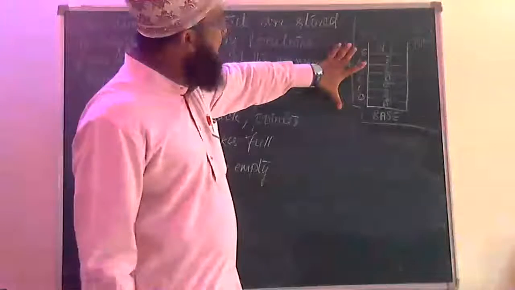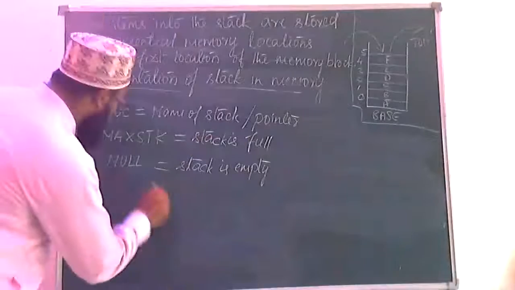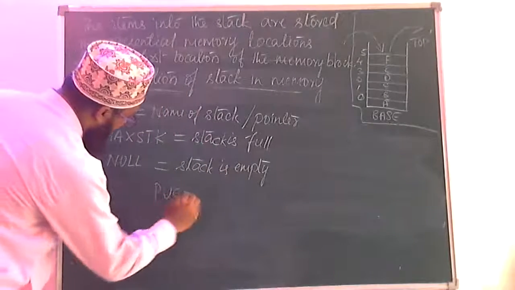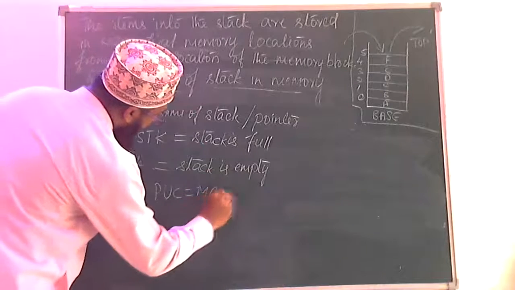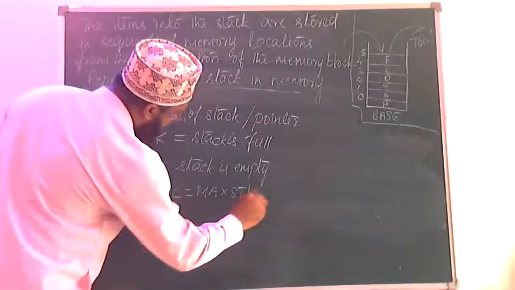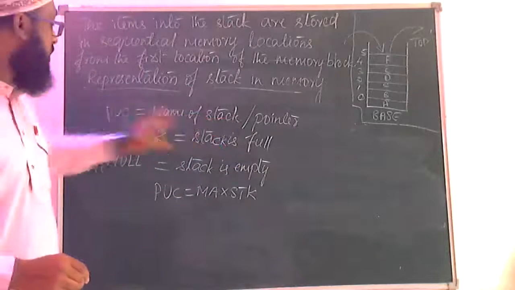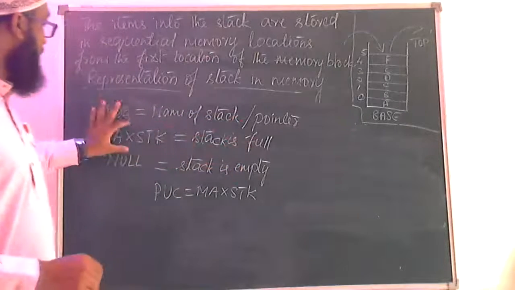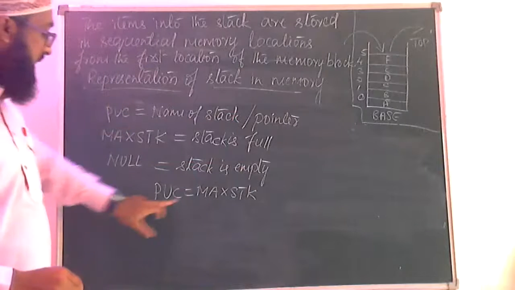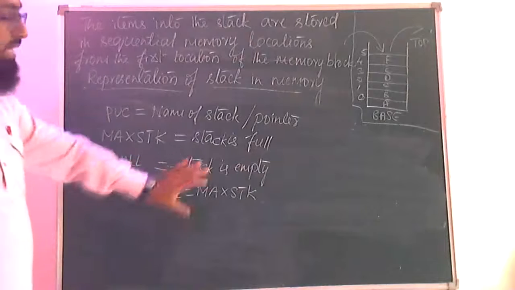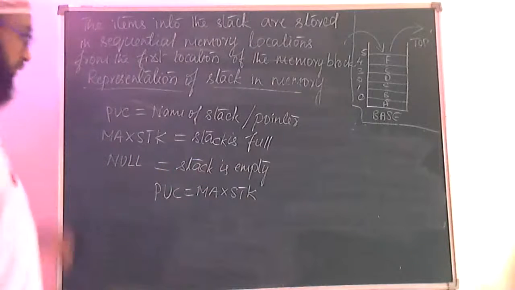If the stack is full, then in static memory representation we write PUC is equal to max stk. That means the stack is full. PUC is the name of the stack or pointer. When PUC equals max stk, think of it as the stack being full.